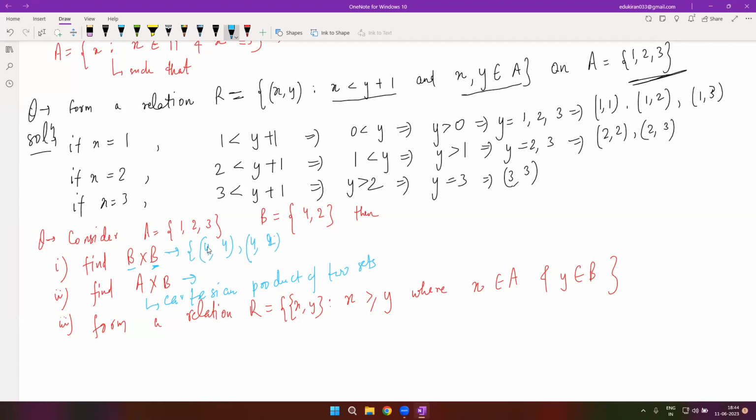So first element from B, I have taken 4. Now I'm changing the second element. I'm taking the second element also from B. We have two options in B, 4 and 2. So there are two ordered pairs, 4, 4 and 4, 2. Then I'll take 2 from the set B. So I have two choices from here and two the same from here. Right. So there are a total of 4 elements which can be made here. So it will be 2, 4 and 2, 2. So that is how we can find out the Cartesian product of two sets.